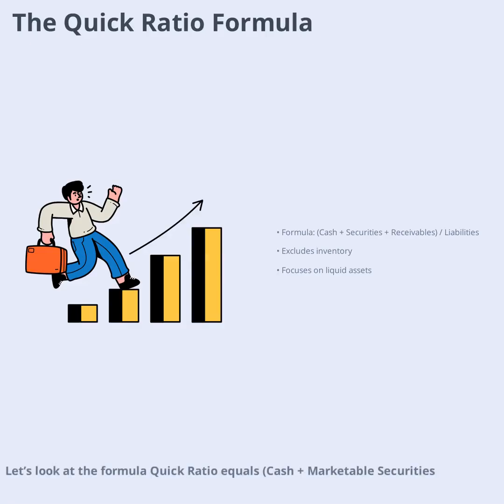Let's look at the formula. Quick ratio equals cash plus marketable securities plus accounts receivable divided by current liabilities. This formula strips out inventory and other less liquid assets, focusing only on those that can be accessed immediately.